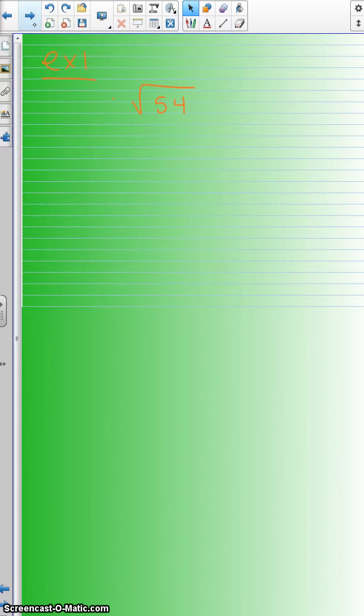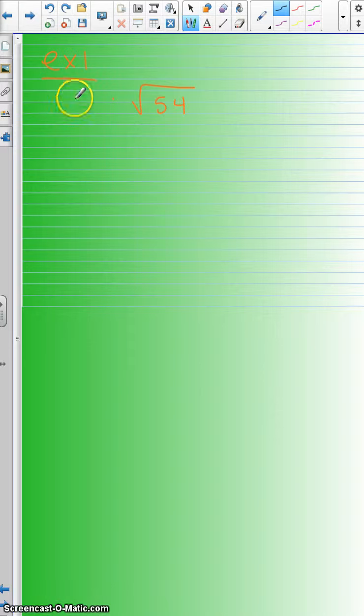There are a couple of different ways of simplifying this. One method is to prime factor and look for repeats of a certain number. The other is to break it by the perfect squares. I'm going to do a combination of both of these methods so that you can see both methods. I'm going to start with the perfect squares method.